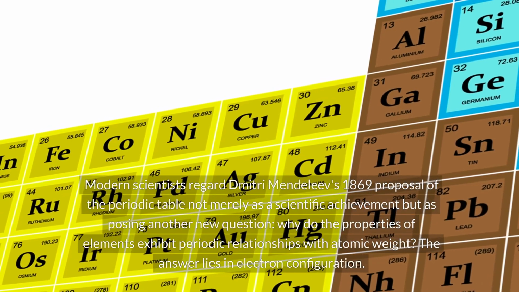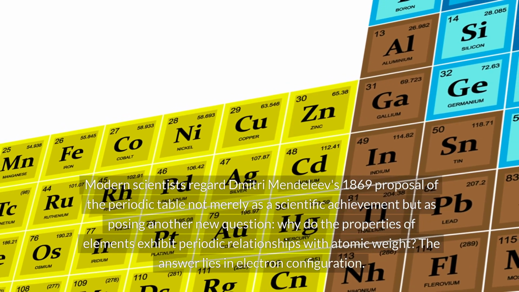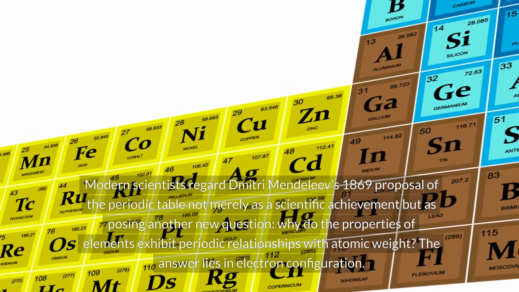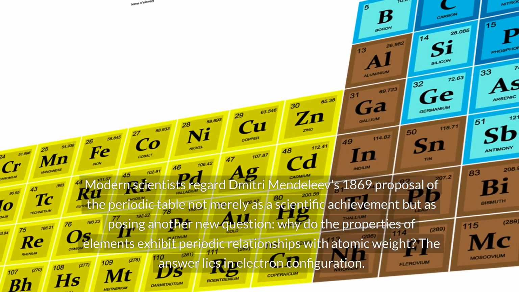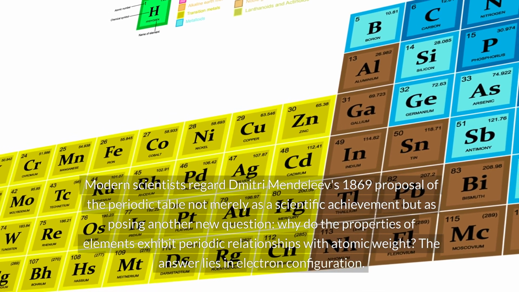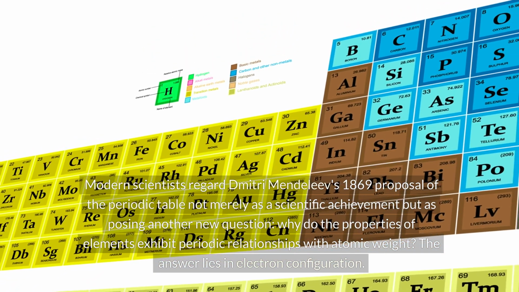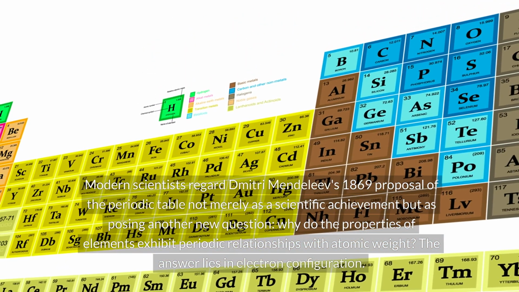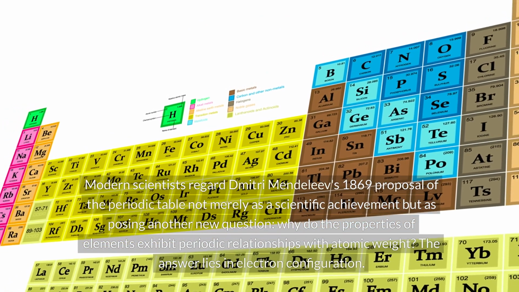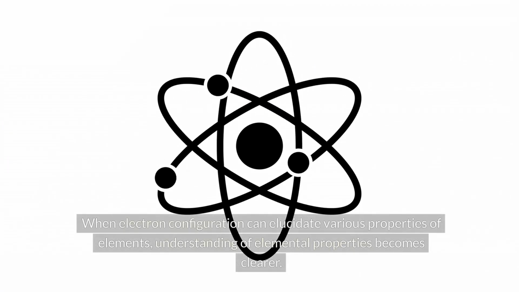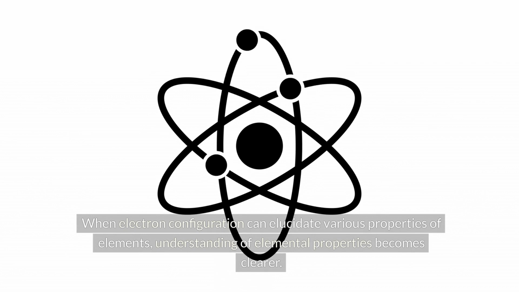Modern scientists regard Dmitri Mendeleev's 1869 proposal of the periodic table not merely as a scientific achievement but as posing another new question: why do the properties of elements exhibit periodic relationships with atomic weight? The answer lies in electron configuration. When electron configuration can elucidate various properties of elements, understanding of elemental properties becomes clearer.